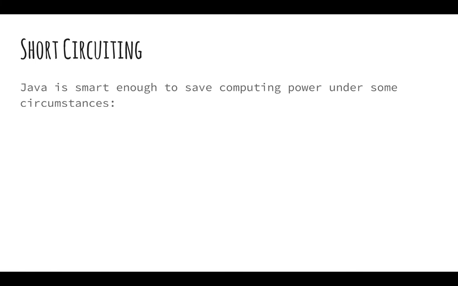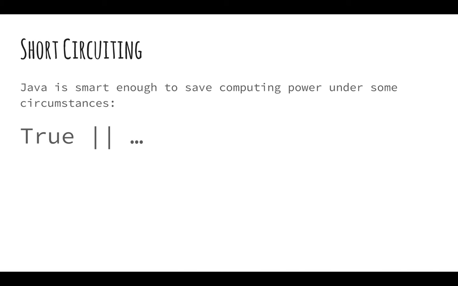Let's talk about short circuiting for a minute. So Java knows how to cut corners sometimes when it'll help on computing power, and one way it does it is through short circuiting. If I say true or and then some other, I'm recording this during lunch, can you tell?